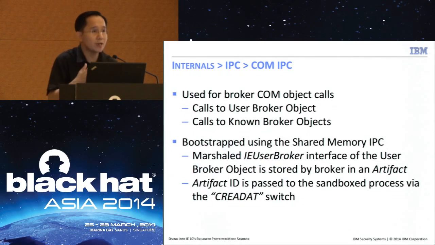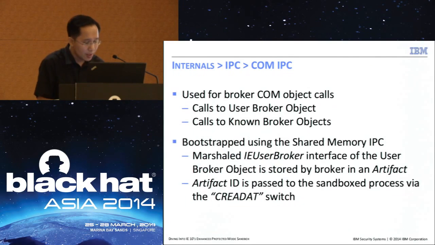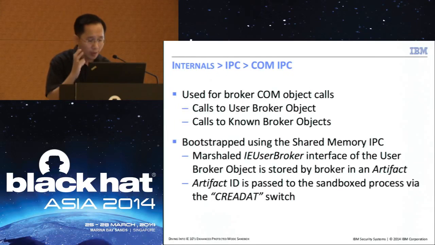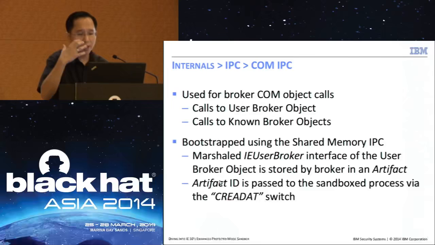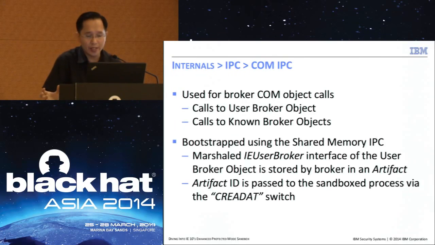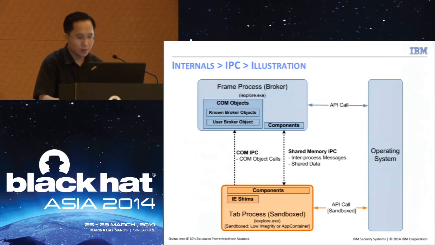COM IPC is the second IPC mechanism used. It is used by the Sandbox process to invoke the services exposed by COM objects in the broker. It is bootstrapped by the broker by first marshalling a particular interface of a particular user broker object. Once the interface is marshaled, it will be transferred to the Sandbox process via the shared memory IPC. So I have an illustration.